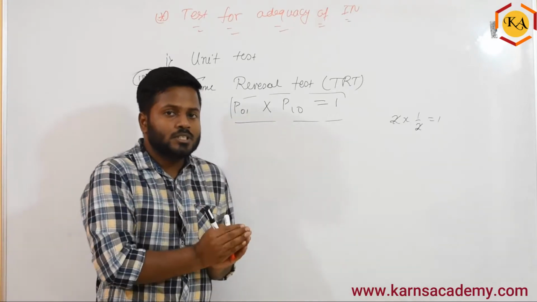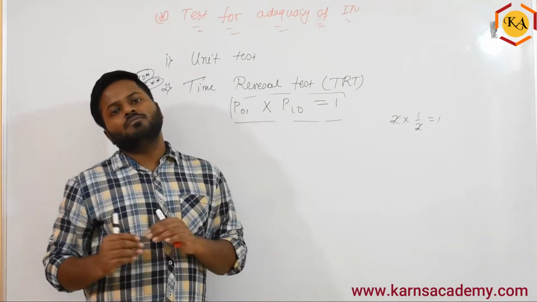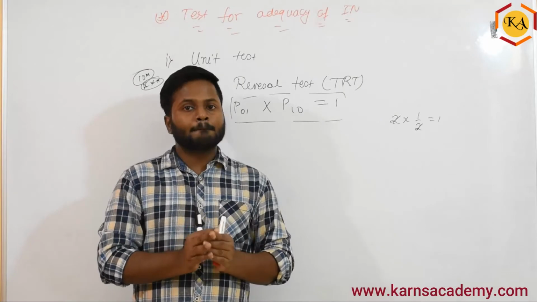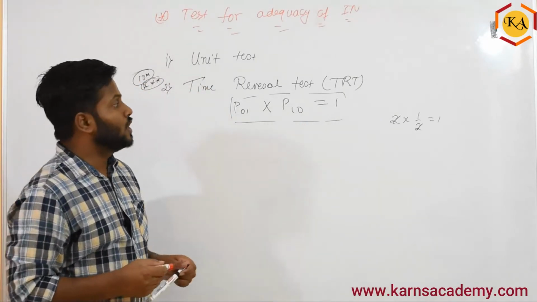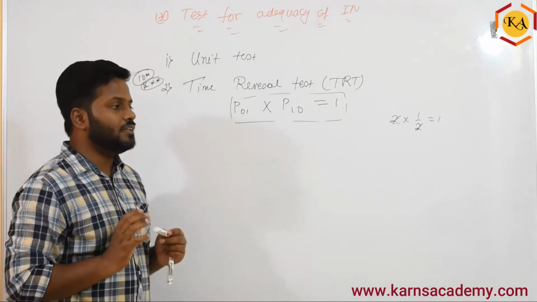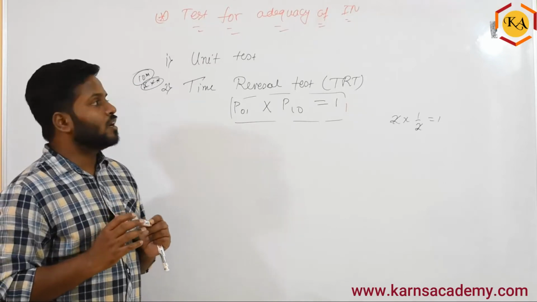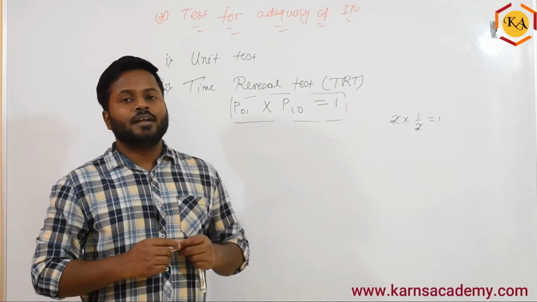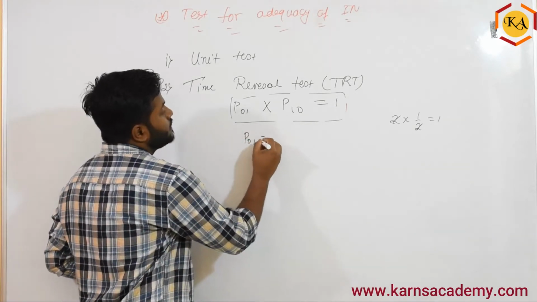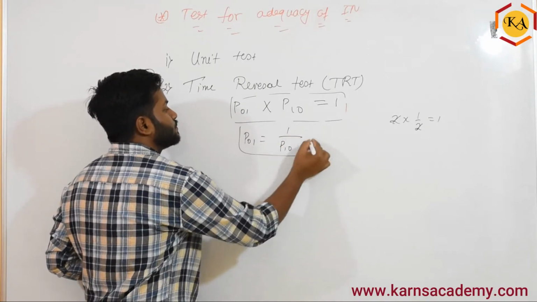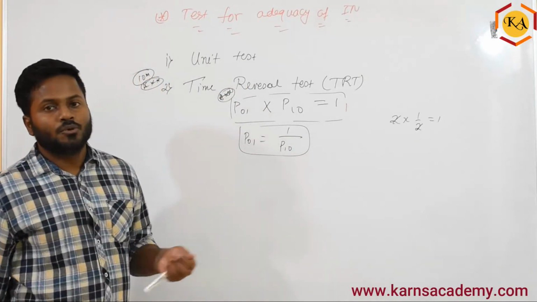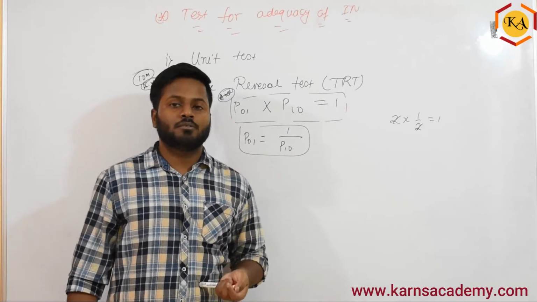Whatever we are doing with respect to the current year, if we do the same with respect to the base year, current year and base year together, and if we multiply both and get the result as 1, then we can tell this is a time reversal test. It's very important in terms of the exam point of view as well as the future. This can also be written as P01 is equal to 1 by P10, but we are going to use the product condition for our problems. We have a major problem based on this that we will be solving.